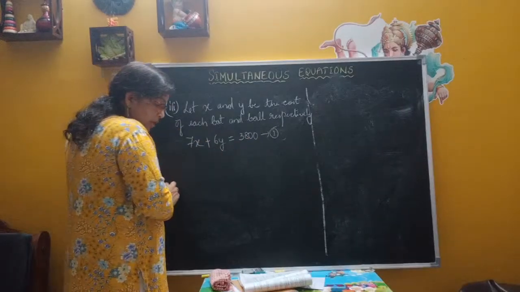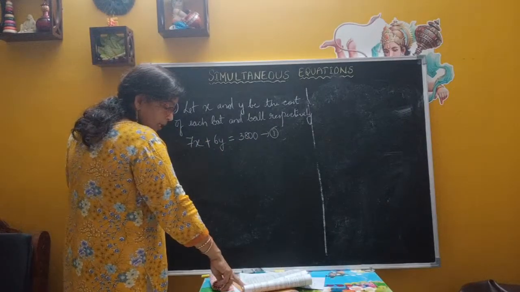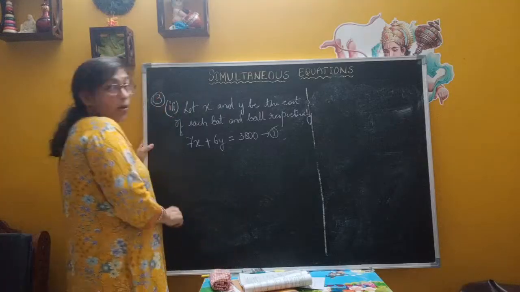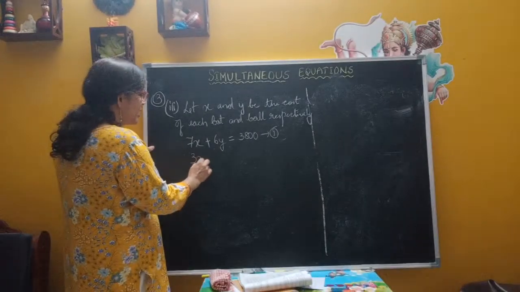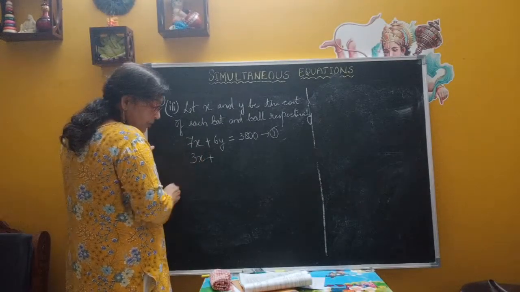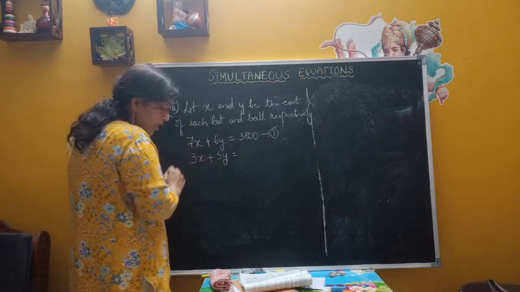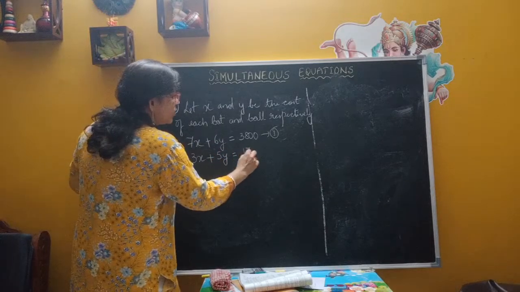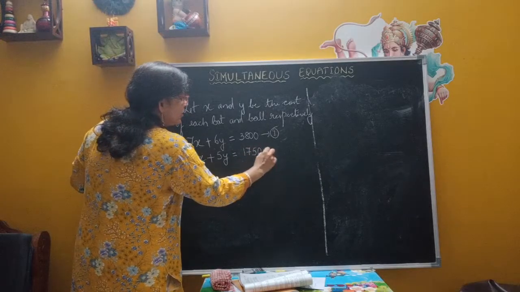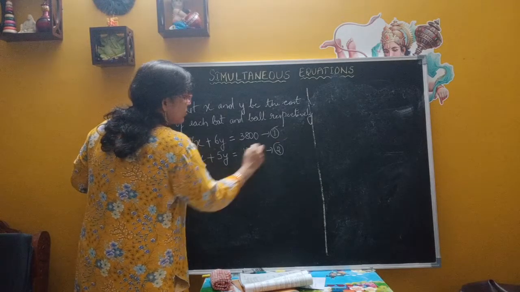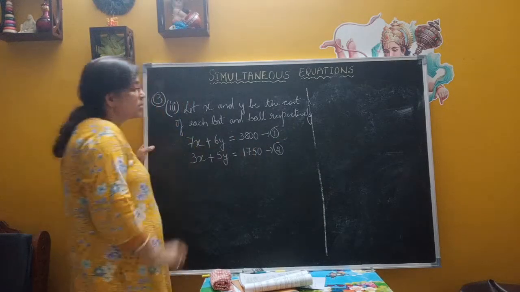Second one, let us take 3 bats and 5 balls. For 3 bats it is 3x rupees and for 5 balls it is 5y rupees. The sum is rupees 1750. This is the second equation.